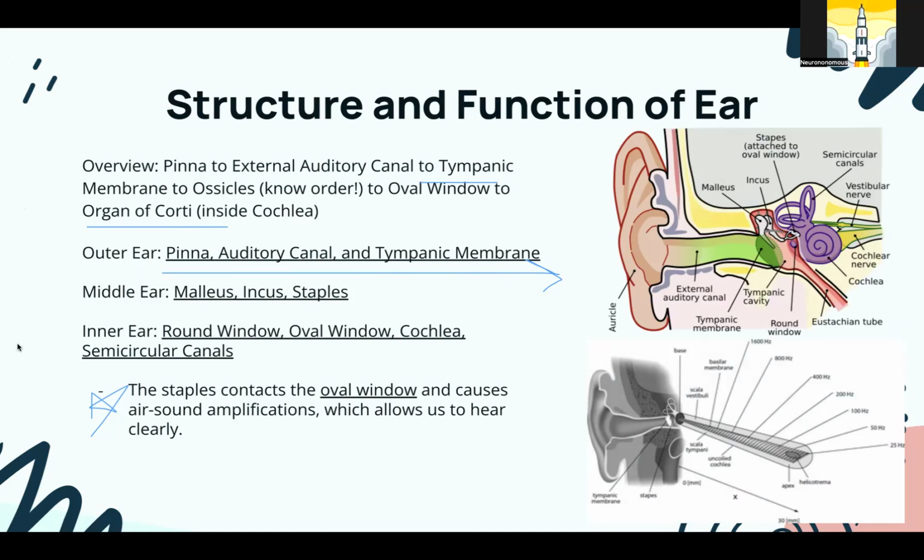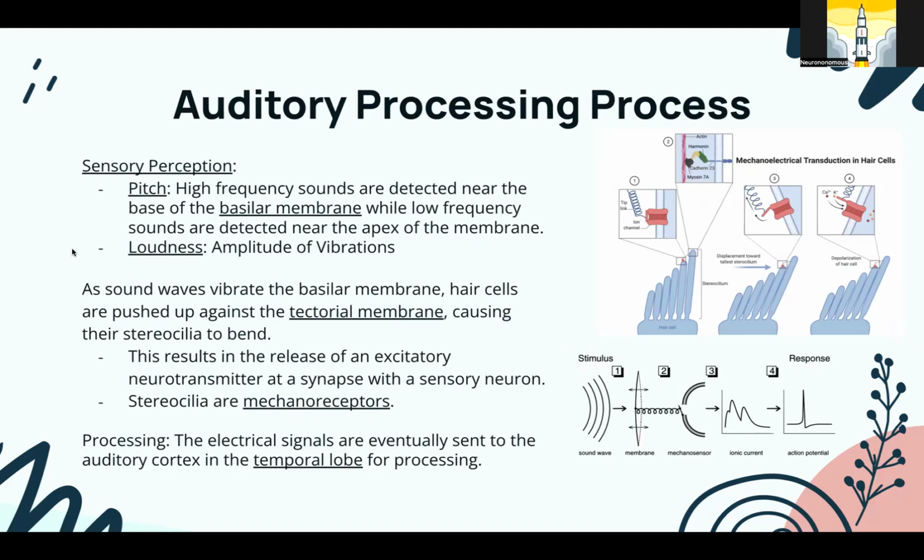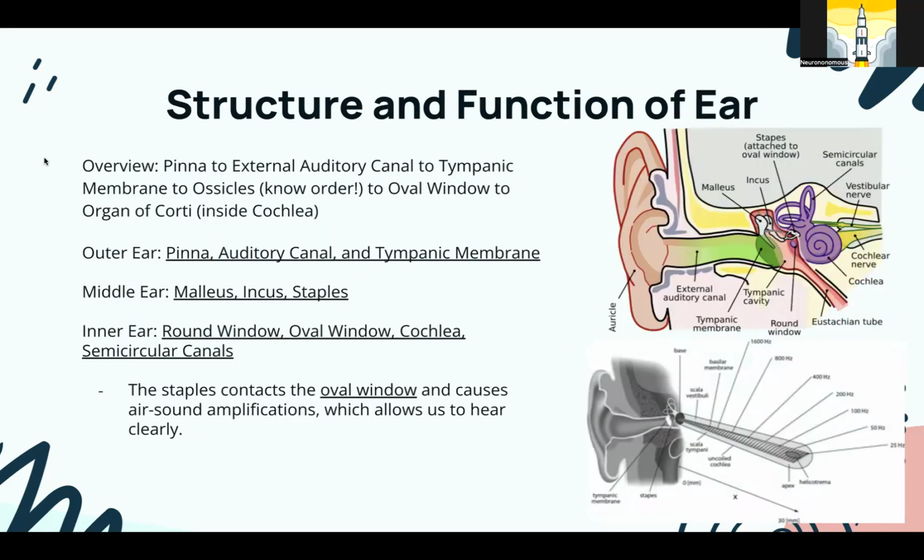So let's take a look at how that happens in more depth. In terms of sensory perception, for pitch, high frequency sounds are detected near the base of the basilar membrane, while low frequency sounds are detected near the apex of the membrane. This membrane is located in the cochlea, if you are unsure. It's located right here. This is just an example of the basilar membrane, and it's been straightened out so it's easier for us to visualize.